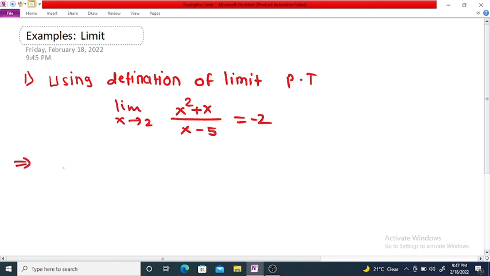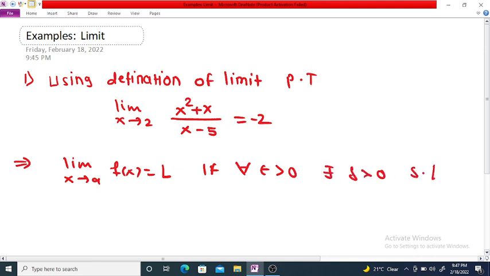Now we can say that the limit as x tends to a of f of x is equal to L if for every epsilon greater than 0 there exists a delta greater than 0 such that mod of f of x minus L is less than epsilon whenever 0 is less than mod of x minus a less than delta.